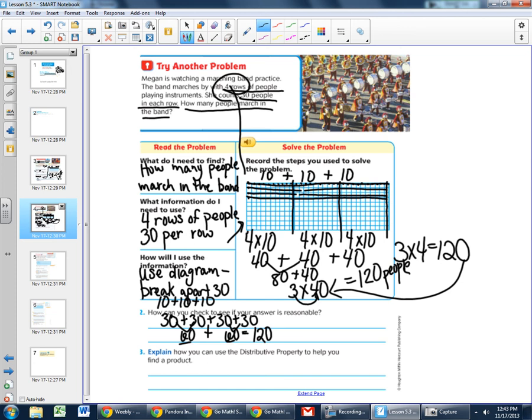How can you use the distributive property to help you find the product? Okay. You should be writing something similar to, you break apart the greatest factor into facts that you know. Okay, so we knew we could do tens because we can count by tens easily. Please fill in an explanation for number 3.